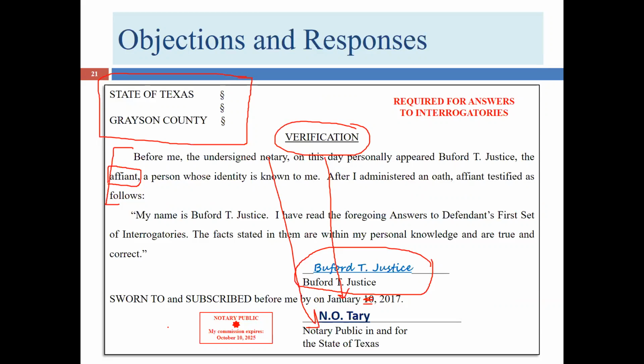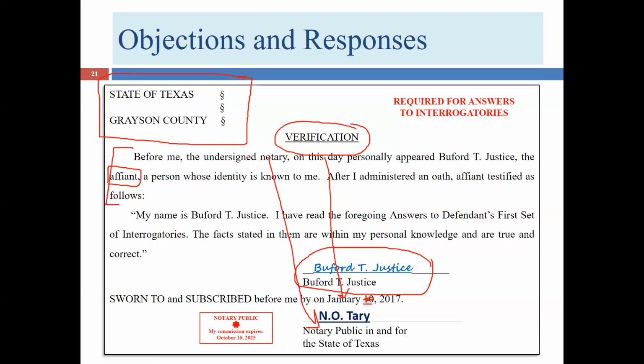Oftentimes the notary will also have a log, and she or he may want Buford T. Justice to sign that log, so there will be two signatures that he will have, and then also write out his name and perhaps provide, say, his driver's license number, his passport number, whatever is being used to confirm the identity of the person.